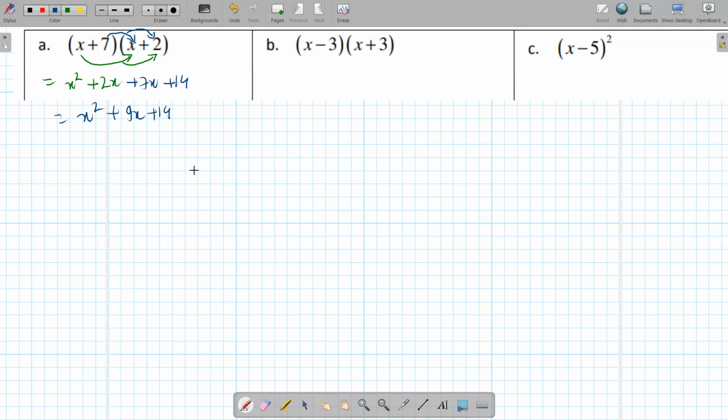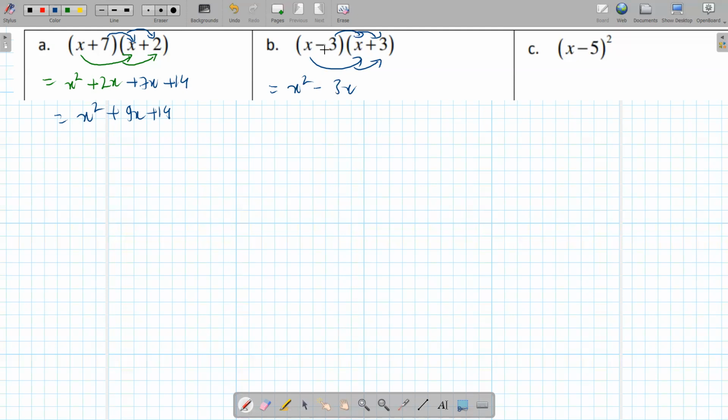This is called expanding the brackets or simplifying it. Let's do another one. What about the very next one? X minus 3 times x plus 3. Again, you first do x times x, and then you go this way. So what does this give? X to the power of 2 plus 3x. Yes, and then there are 2 more terms.